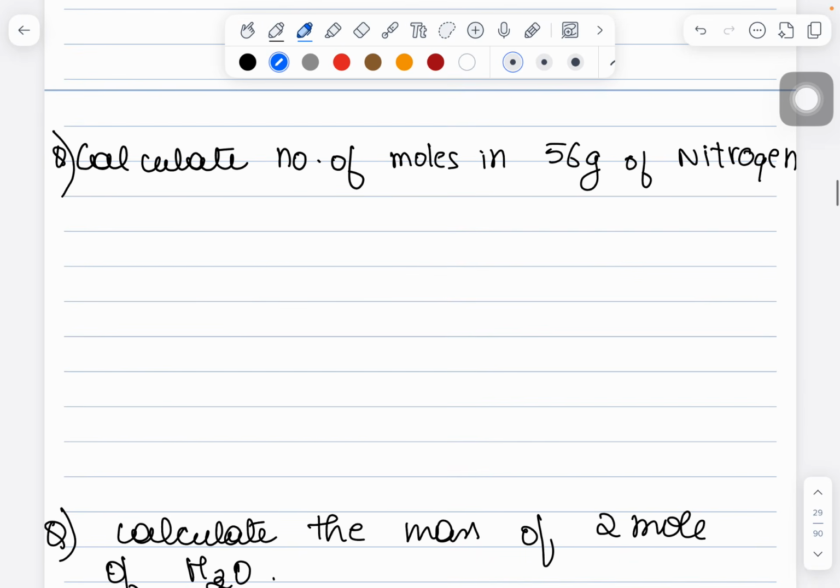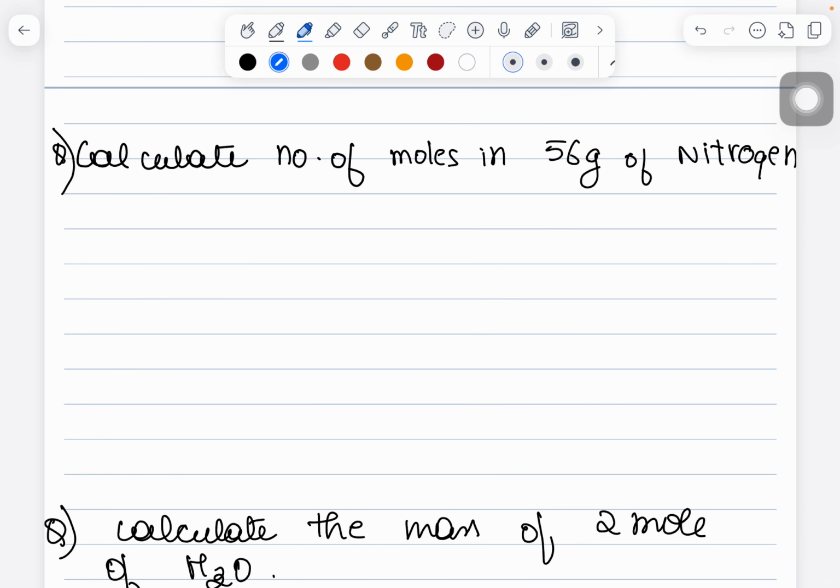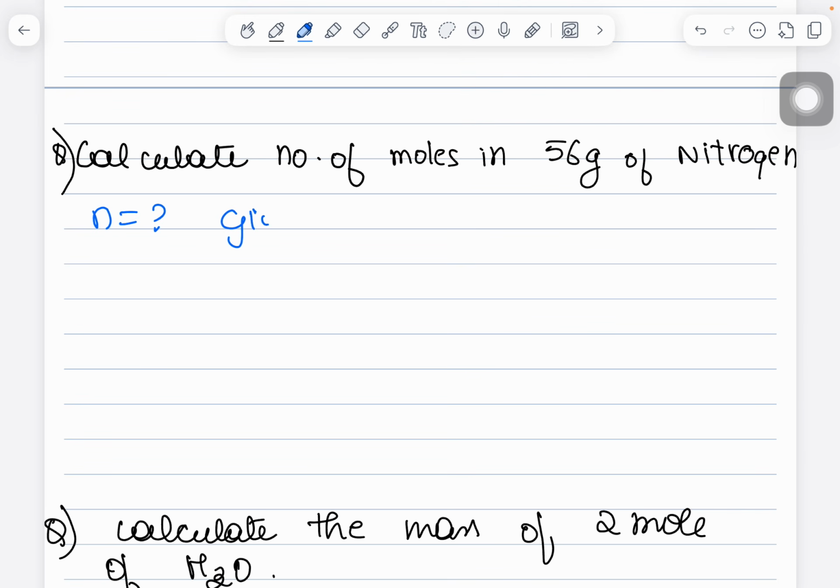Next question, calculate number of moles. They are asking moles. Given mass is equal to 56 grams. And nitrogen, if you want the molecular mass of nitrogen, it is not N, it is N2. So its molecular weight is 28.